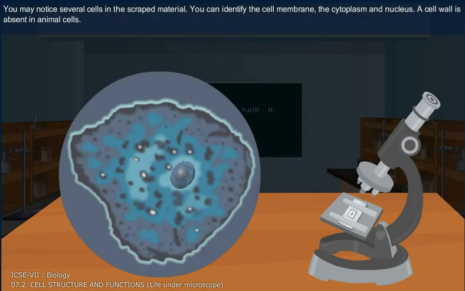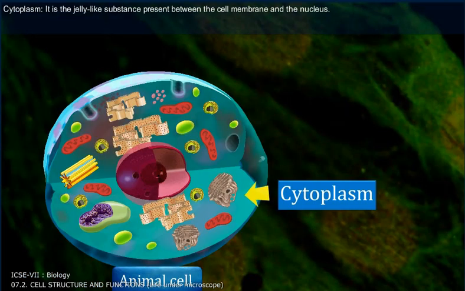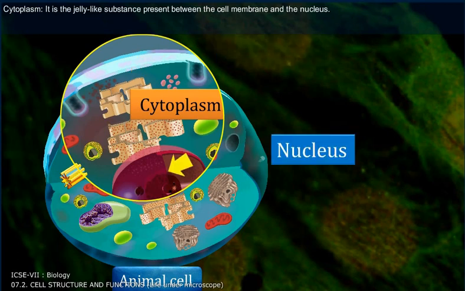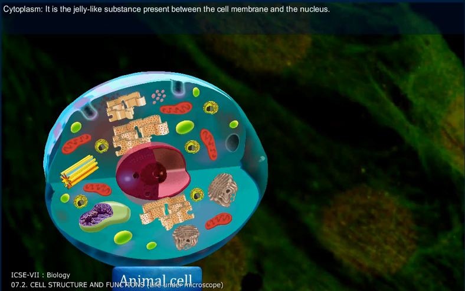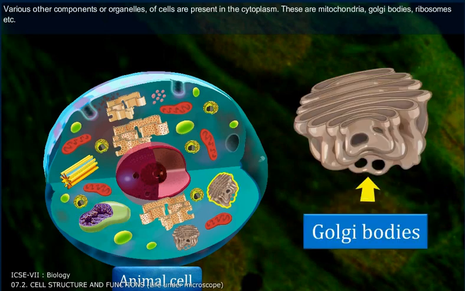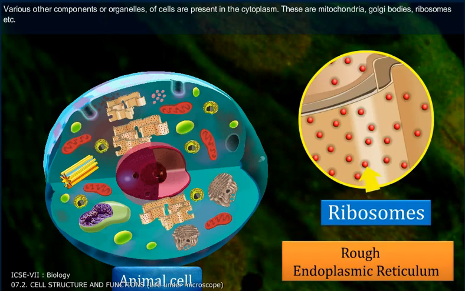You may notice several cells in the scraped material. You can identify the cell membrane, the cytoplasm, and the nucleus. A cell wall is absent in animal cells. Cytoplasm. It is the jelly-like substance present between the cell membrane and the nucleus. Various other components or organelles of cells are present in the cytoplasm. These are mitochondria, Golgi bodies, ribosomes, etc.